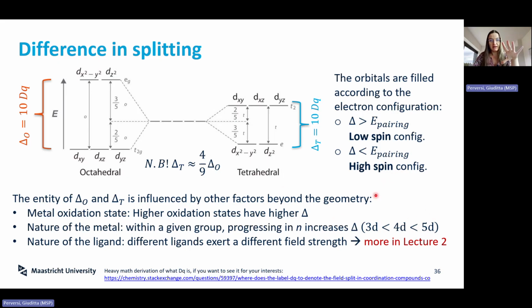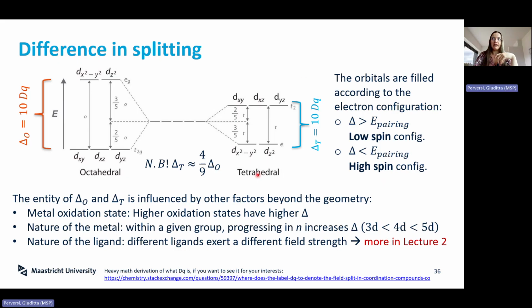But we know already that the influence of the metal oxidation state means that if you have a metal with a higher oxidation state, the delta will be higher. And if you're going down in the group, you end up having something bigger and bigger and bigger. This is related to how diffuse the orbitals are.